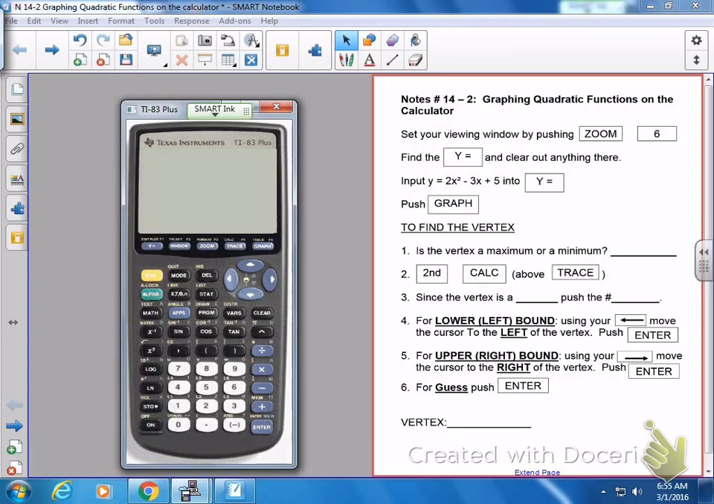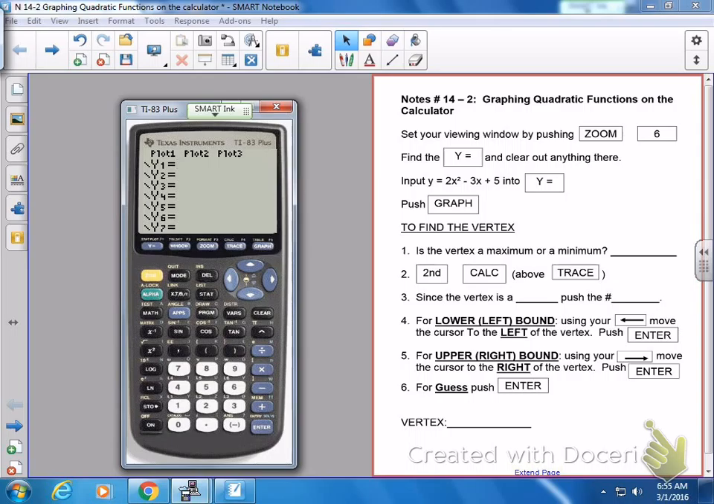So the first thing we're going to do, since we're doing this calculator stuff, is I need to make my window to where I can see my equation. So I'm going to hit zoom. I'm going to hit number 6. That's zoom standard. It gives us a viewing window from -10 to 10 on the X and the Y. Once I've got that set, I'm going to hit Y equals, and I'm going to enter in my equation.